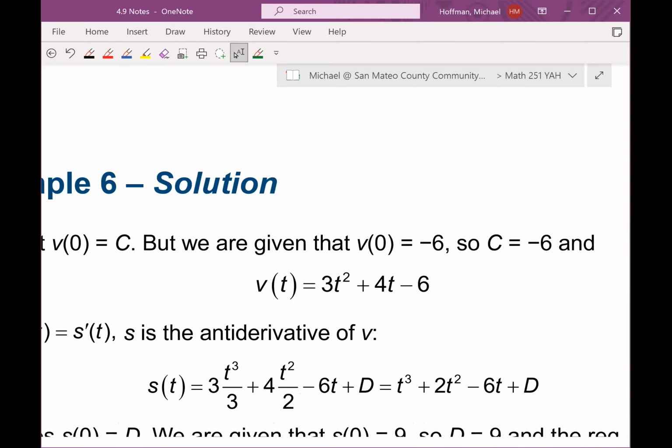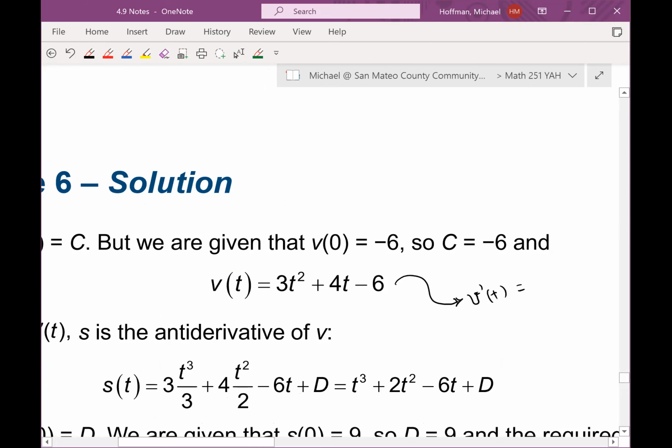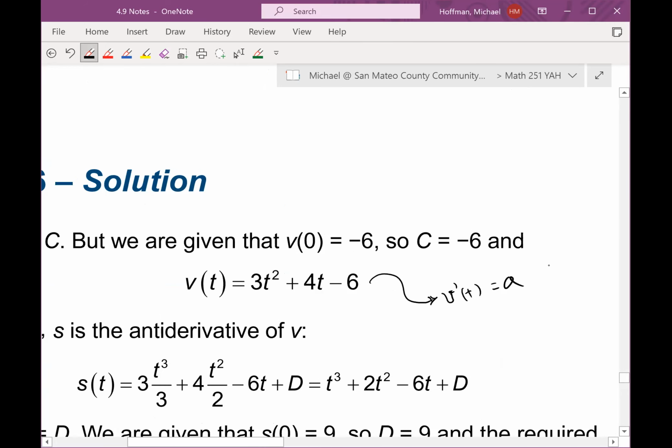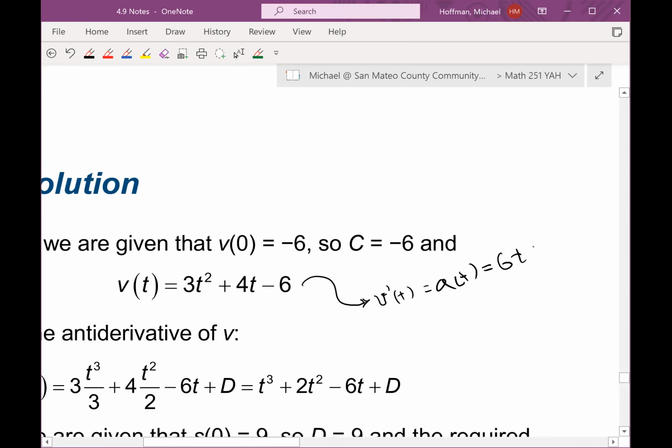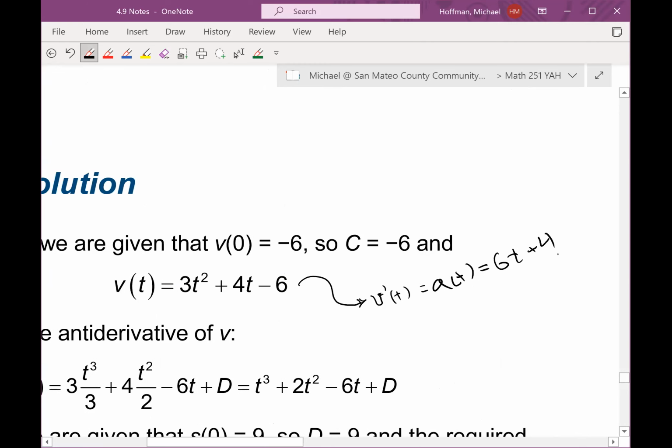If I take the derivative of this, I should get my acceleration back. It's going to equal a of t, and that's going to equal 6t plus 4, which works.